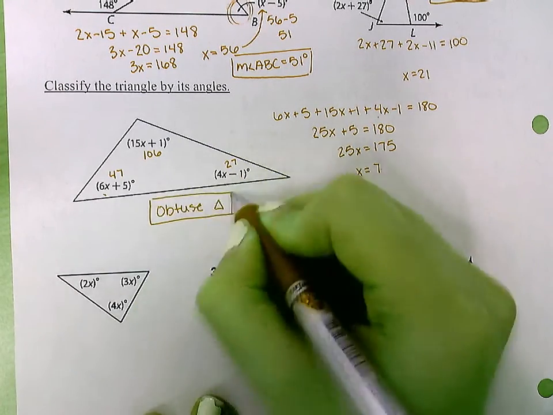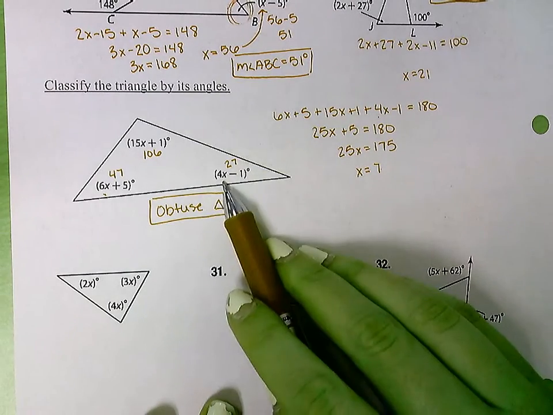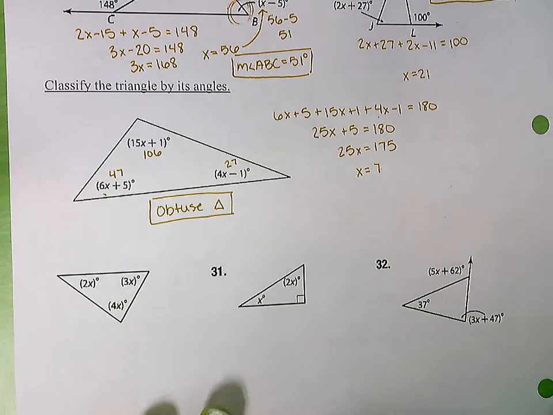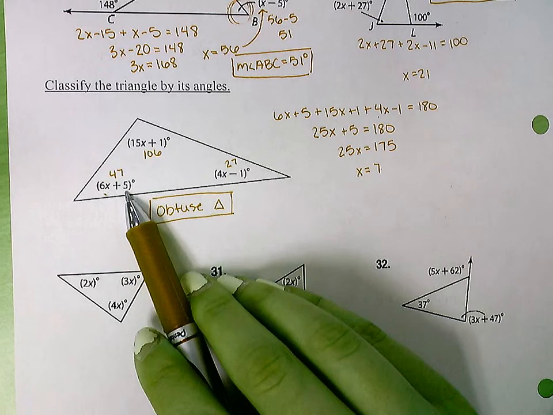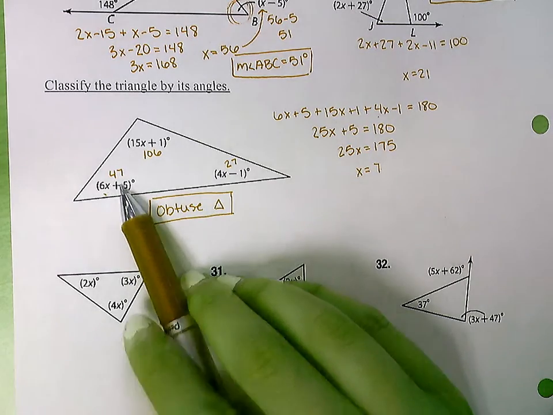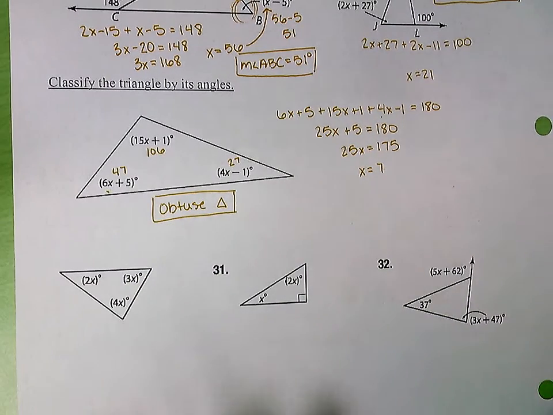7 times 4. Isn't that 28? Minus 1. Yeah, isn't 7 times 6 42? Yeah. Plus 5, 49. No, 47. 47. That's what. 5 plus 2.